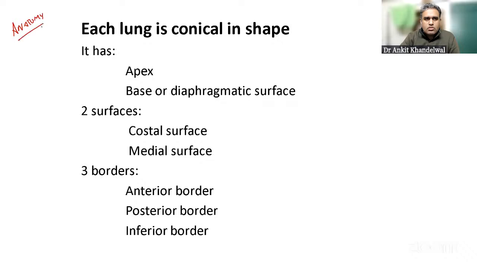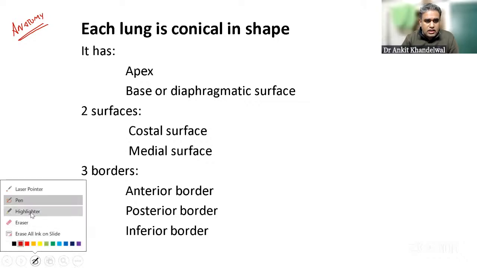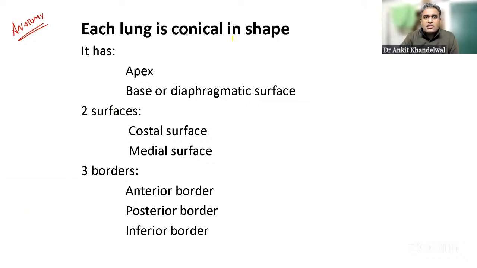So remember to write all the points over here. I'm not here to teach you the entire lung, but to tell you what the important points are. I'll use a highlighter over here just to highlight them. Each lung is conical in shape. This word should be there. It has an apex. Apex lies upward. It has a base that is lying below, also known as the diaphragmatic surface, because the diaphragm is below. And remember, in the heart, I told you where the apex is and where the base is. So it has an apex and a base that you write.